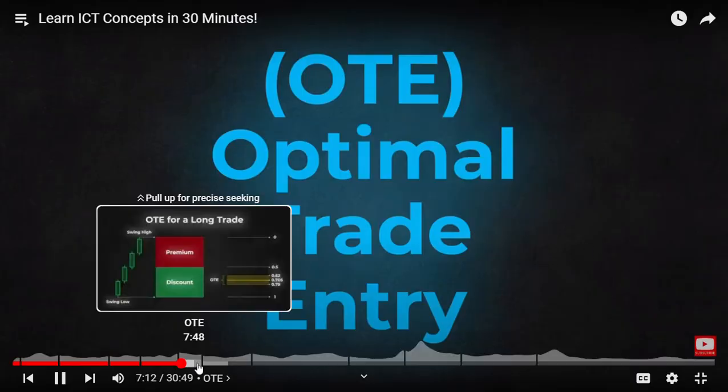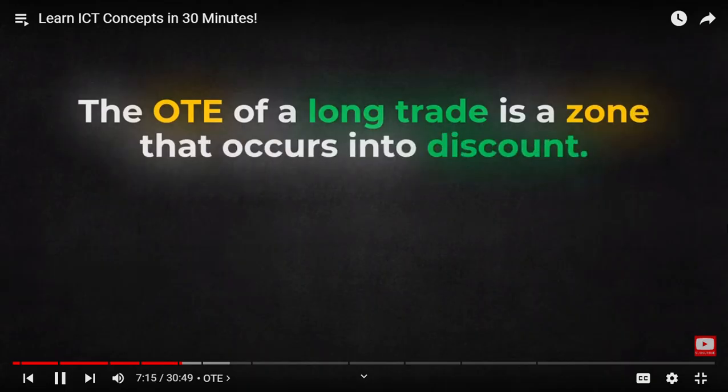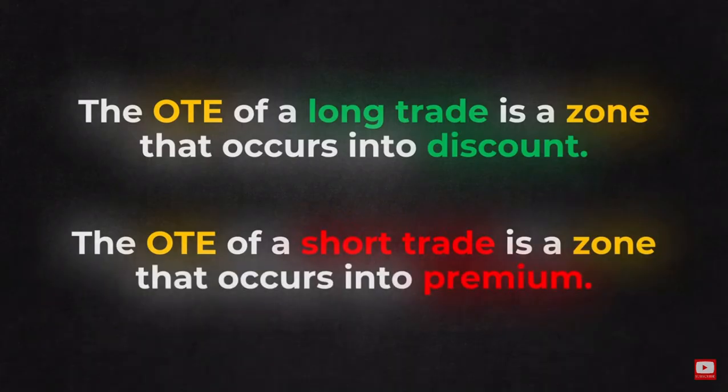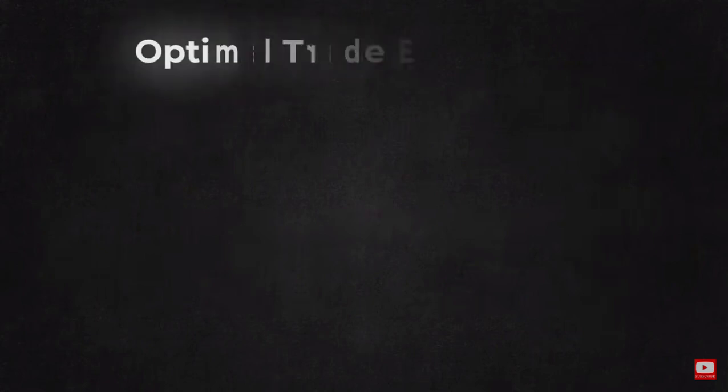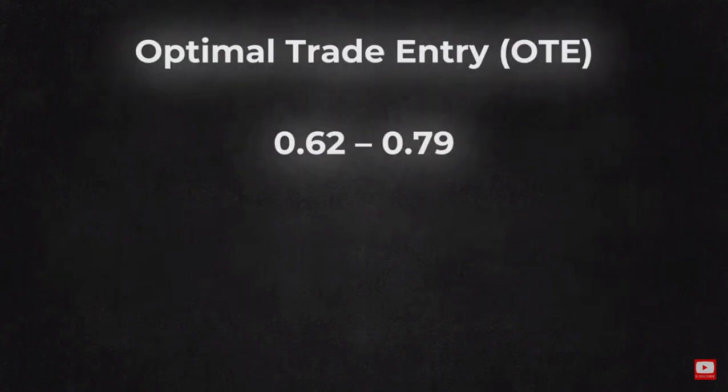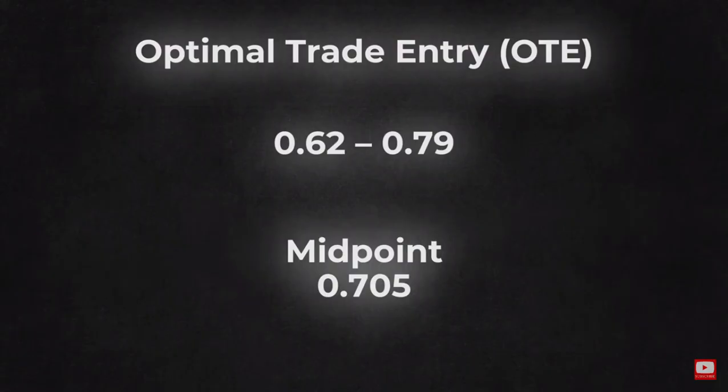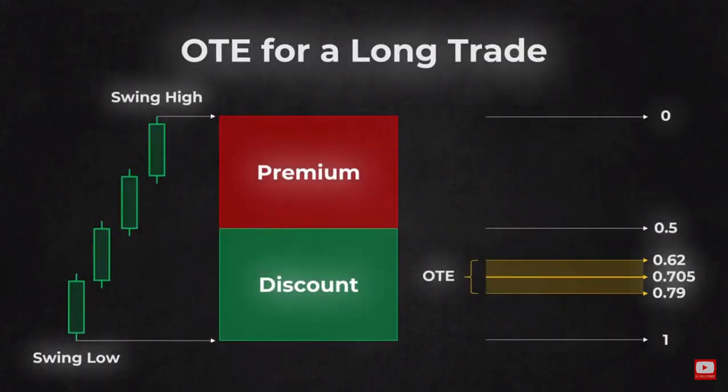The OTE is a specific Fibonacci retracement zone that will fall in the discount zone for a long trade entry or in the premium zone for a short trade entry. This specific Fibonacci retracement zone is from 0.62 to 0.79. The midpoint of this zone, which is 0.705, is also highlighted. In this illustration, you can see the OTE for a long trade. Notice how the zone falls into the discount zone. It's important to observe how price action reacts to the three levels of this zone, especially the midpoint at the 0.705 retracement level.